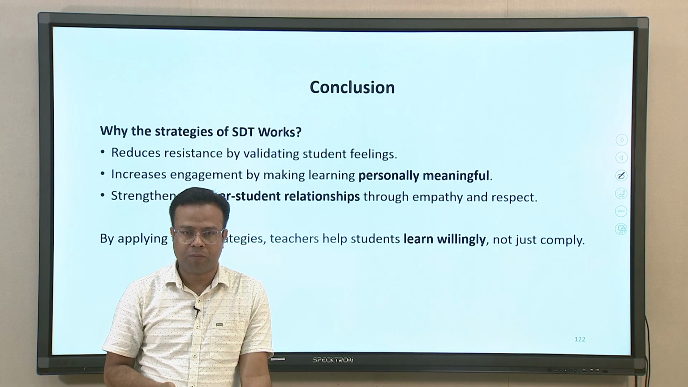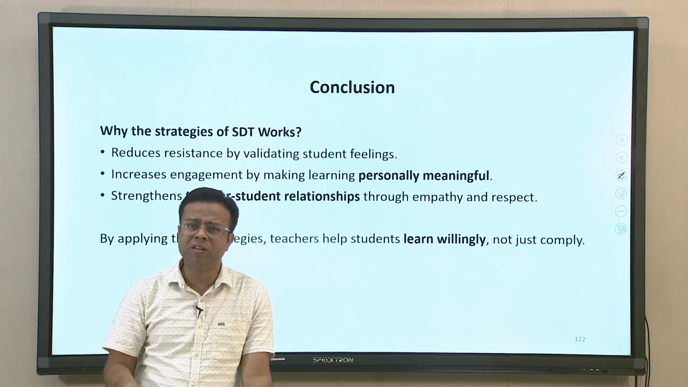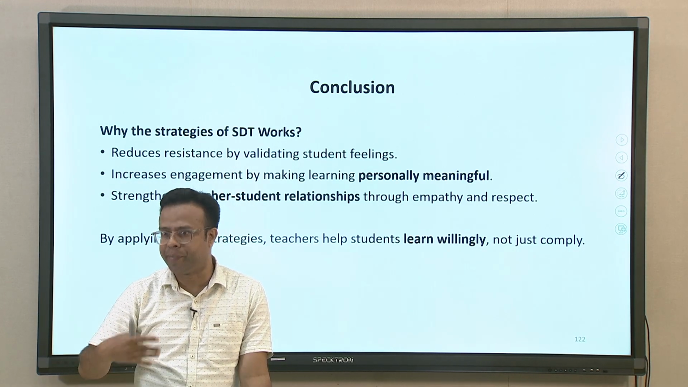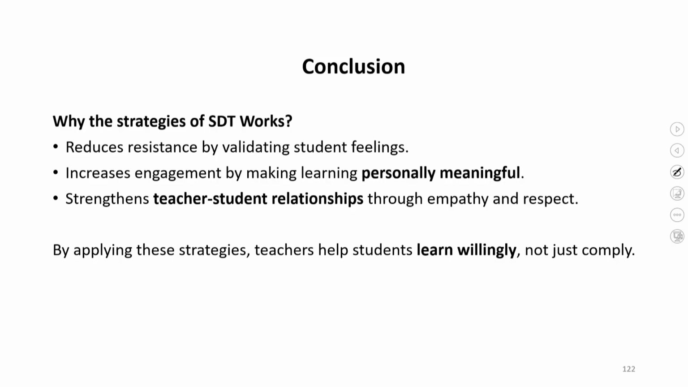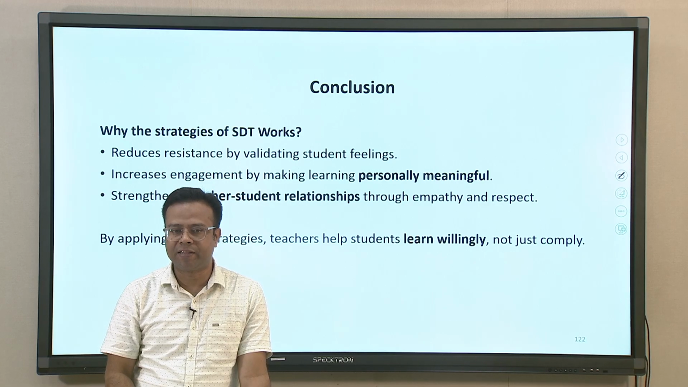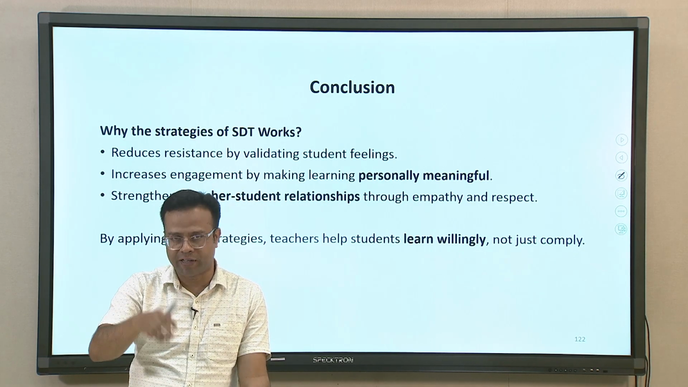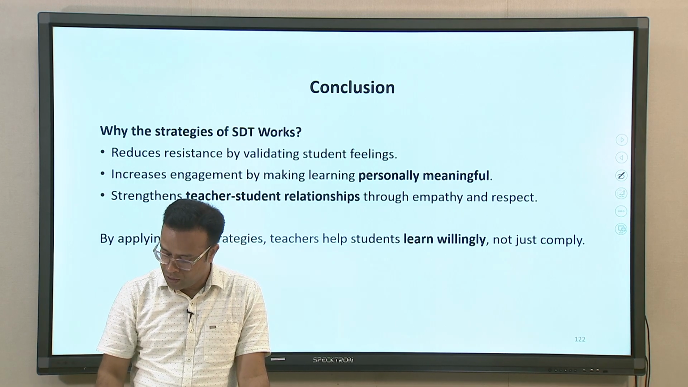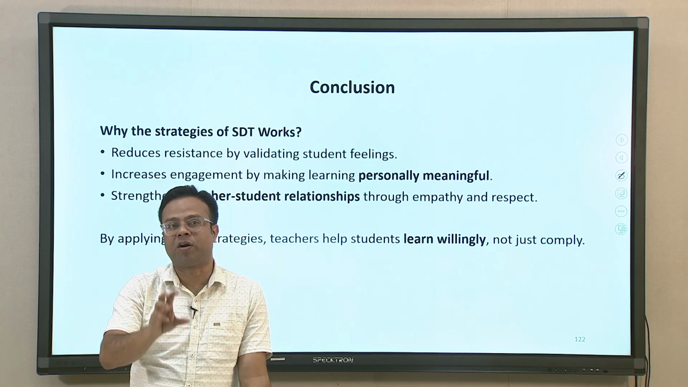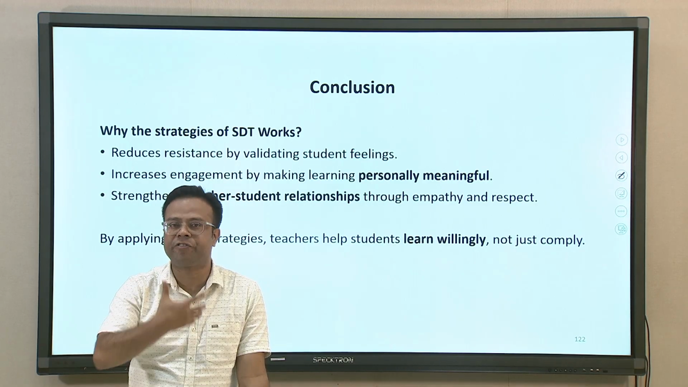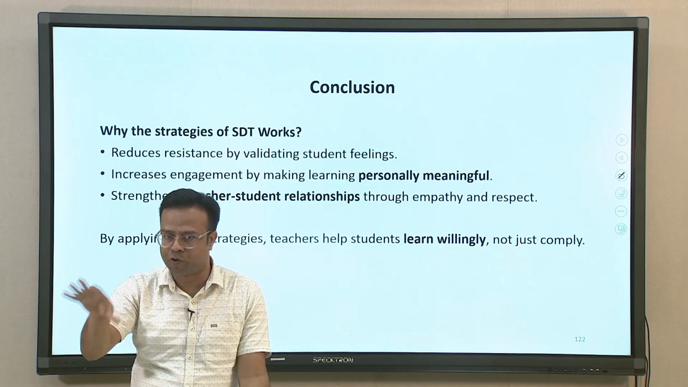So, what is the conclusion? All this self-determination theory can work because it is based on proper research and conceptual understanding. All these things will reduce student resistance by validating their feelings, increase engagement by making learning personally meaningful, and strengthen the teacher-student relationship through empathy and respect. By applying these strategies, the teacher helps students learn willingly, so their intrinsic interest actually increases. This is how self-determination theory can help us understand motivation in general, and more specifically we can apply that understanding in the classroom context.